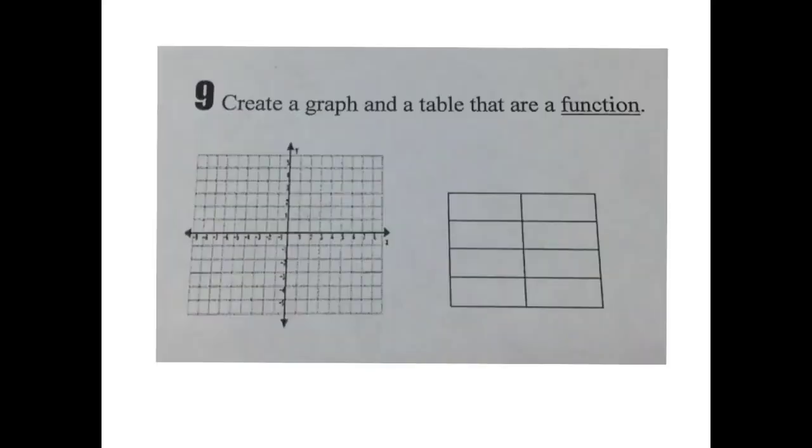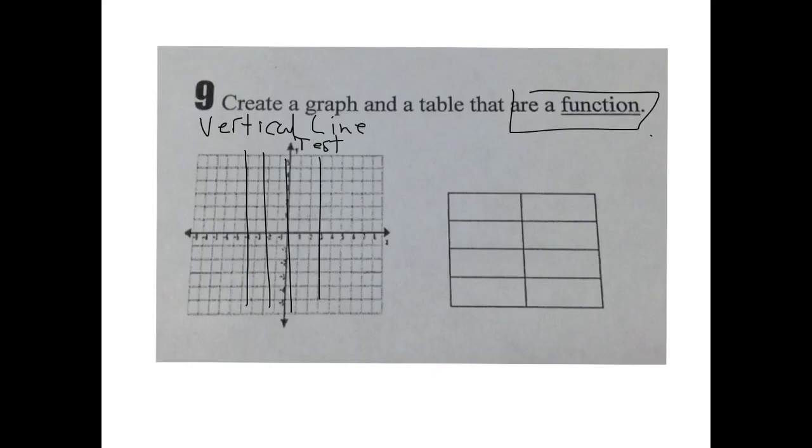Alright, last question. Number 9 says create a graph and a table that are a function. So to be a function, we studied 2 things. On a graph, we learned the vertical line test. And in the vertical line test, your graph, when you draw any line down this way, it can only hit one time. Okay? So basically, this would pass the vertical line test because it only hits once, once, once, once. Okay? An example that would fail the vertical line test would be something like this, where it hits 3 times like that.